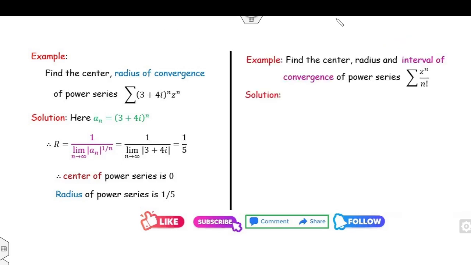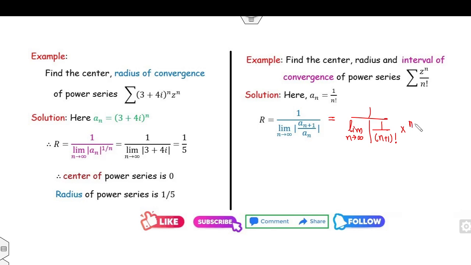Look at one more example. Your target is to find the center, radius and interval of convergence. Can you compare the power series with this one? What is the a_n? It is 1 over n factorial. Now since it involves the factorial, I can apply the second formula. That is the limit as n approaches infinity of a_n over a_(n+1), that is (n+1) factorial over n factorial. So what is the answer of this? It is the limit as n approaches infinity of n+1, since n factorial will be cancelled out. So 1 over infinity is 0, 1 over 0 is infinity.